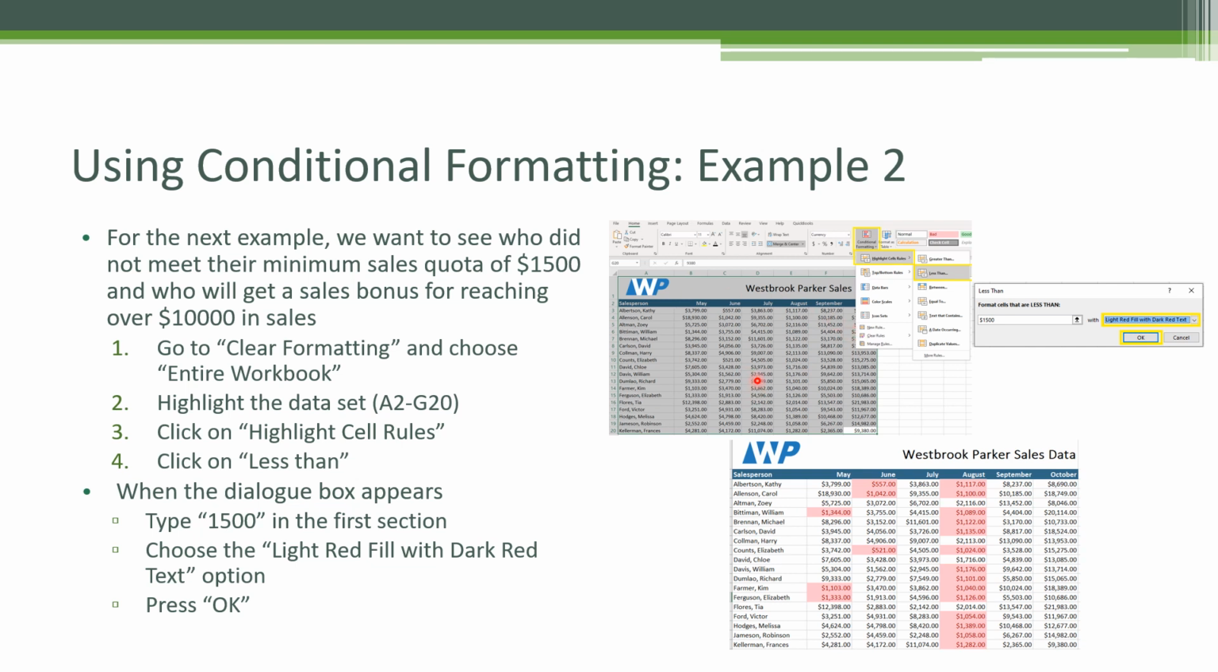Again, make sure the whole data set is highlighted, and then go to highlight cell rules and then the less than option. Next, this dialog box will appear, and in the first section you want to put 1500, and then make sure that you put that it will be filled with a red fill and dark green text, and down here you can see what the table will look like afterwards.